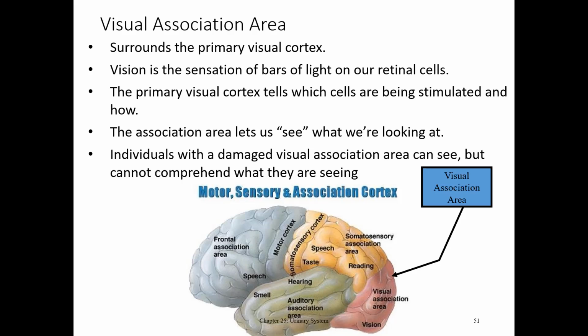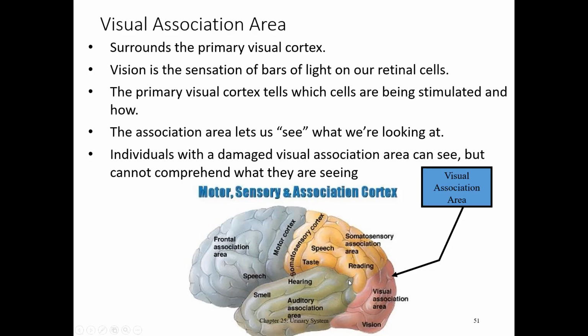If the visual association area is damaged, we can't comprehend what we're looking at. We can see it, but we don't know what it means. We have no comprehension. If the cortex is damaged, we can't see. If the association area is damaged, we don't understand. We have no perception of what's going on. We're getting images, but it means nothing to us.